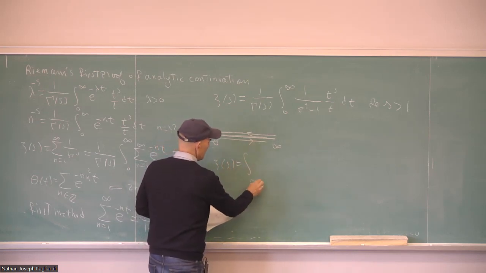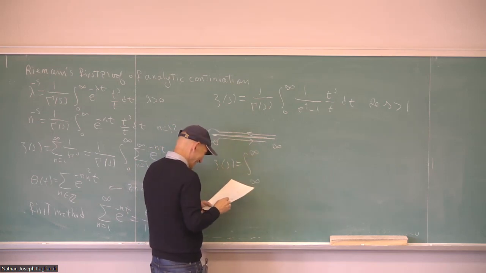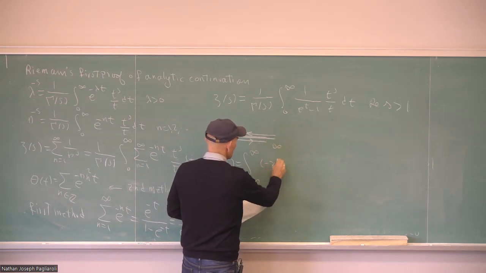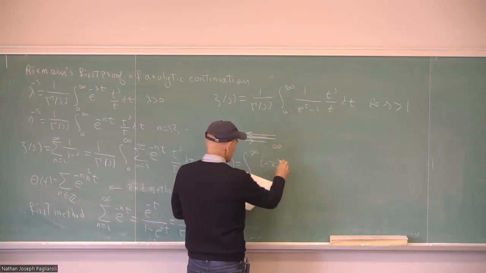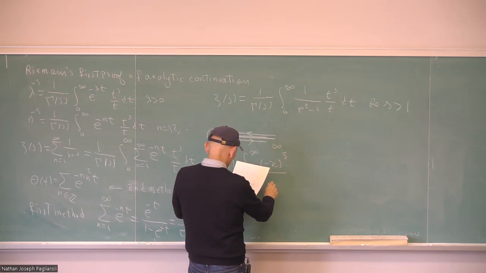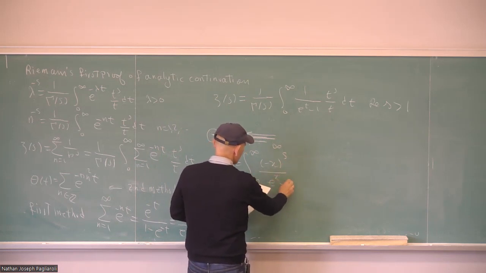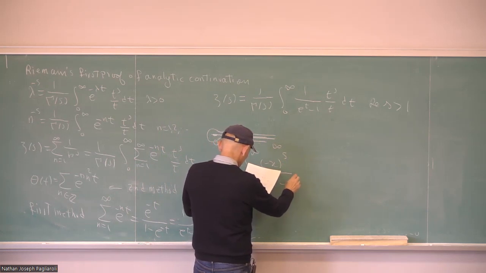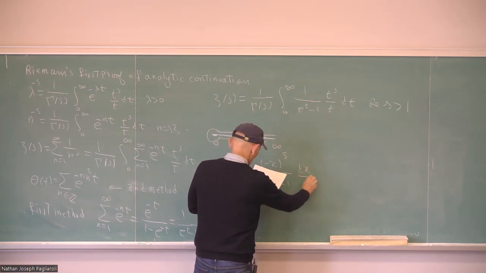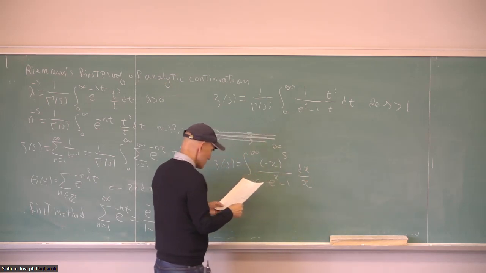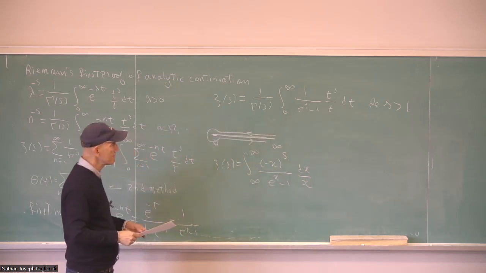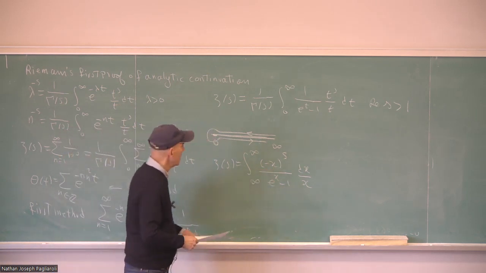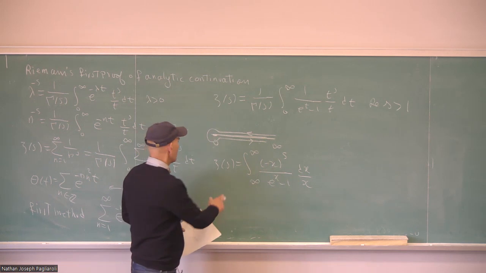I think he writes the integral from infinity to infinity of minus x to the power s over e to the x minus 1 dx over x. I'm going to switch from t to x. That's much more convenient. And then gamma, yes, I should have gamma over there.